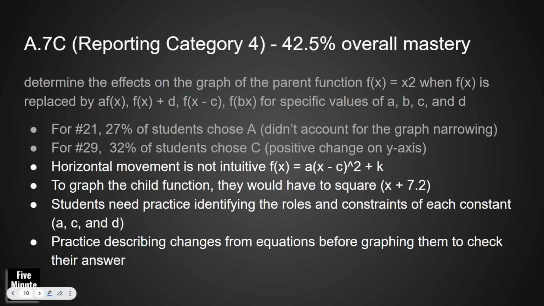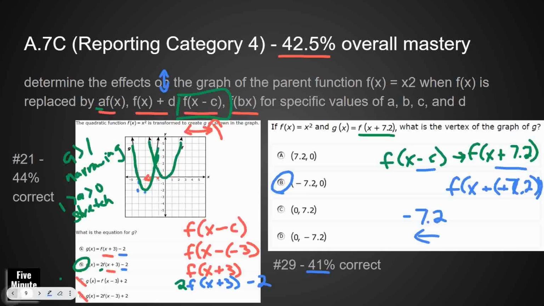So for number 21, 27% of our students chose A, which makes sense. At least they got the horizontal shift and the vertical shift correct. And they might not have gotten the horizontal shift correct. They might have just guessed. But if they know that that -2 is going to work because the graph drops, then they know that they can't choose C or D. So they might have eliminated it like that.